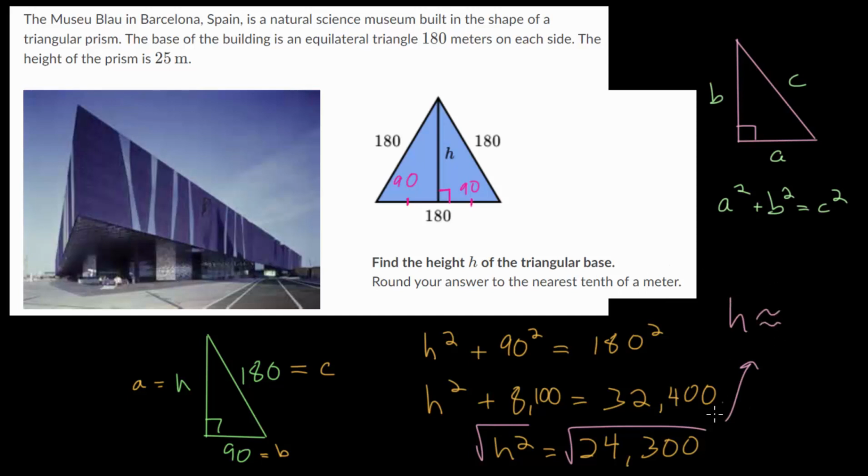So h will then approximately be 155.88457, and so on. It's irrational, but we're rounding it to the nearest tenth. So it's 155.88, so we'll round it up to 155.9. And of course, this is in meters. So that would be our final answer for the height of this equilateral triangle.